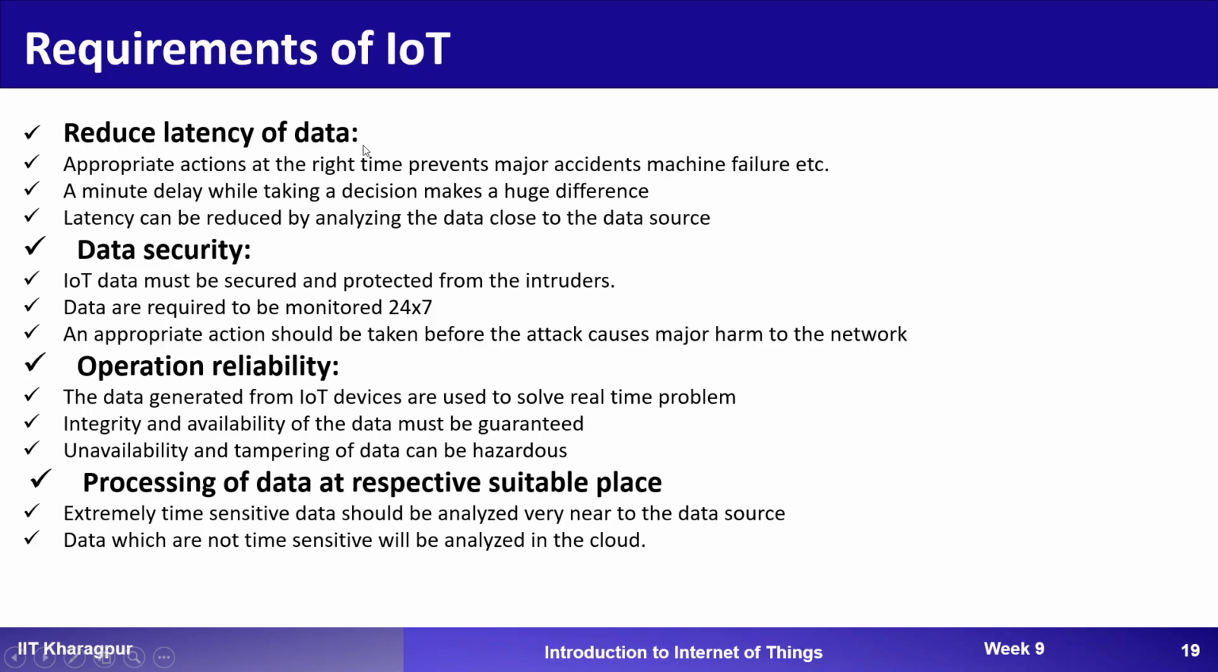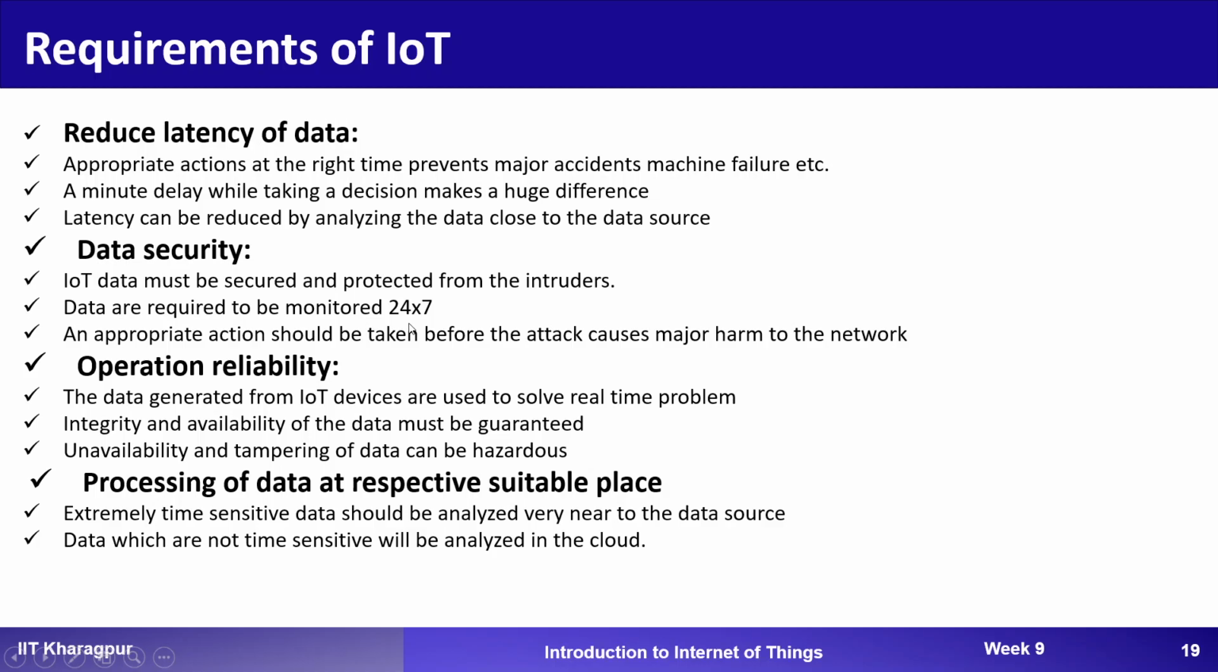So in case of IoT, we need some technology which will do the analysis of data near your end devices. Second one is data security. The data produced by your end devices must be secured and protected from intruders. That data must be monitored 24/7, because any change in that data may result in accidents also. Appropriate action should be taken before the attack causes major harm to the network.